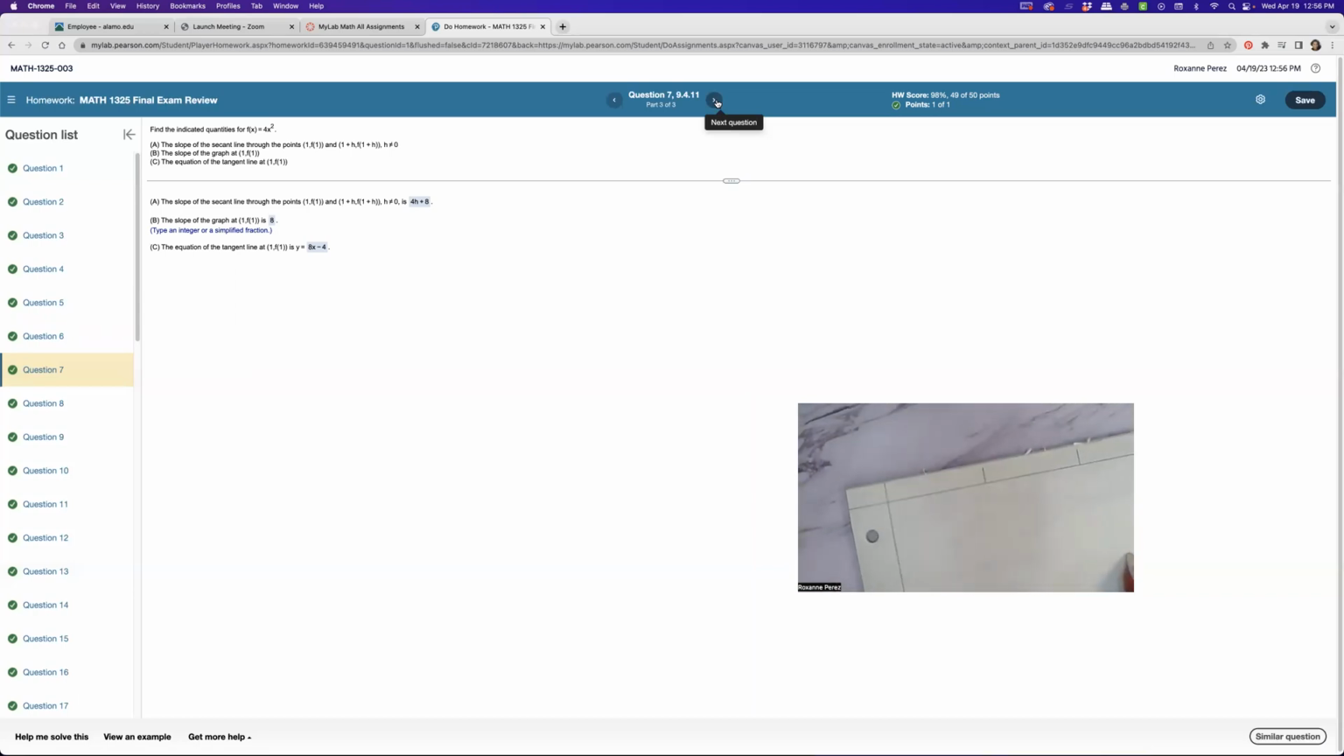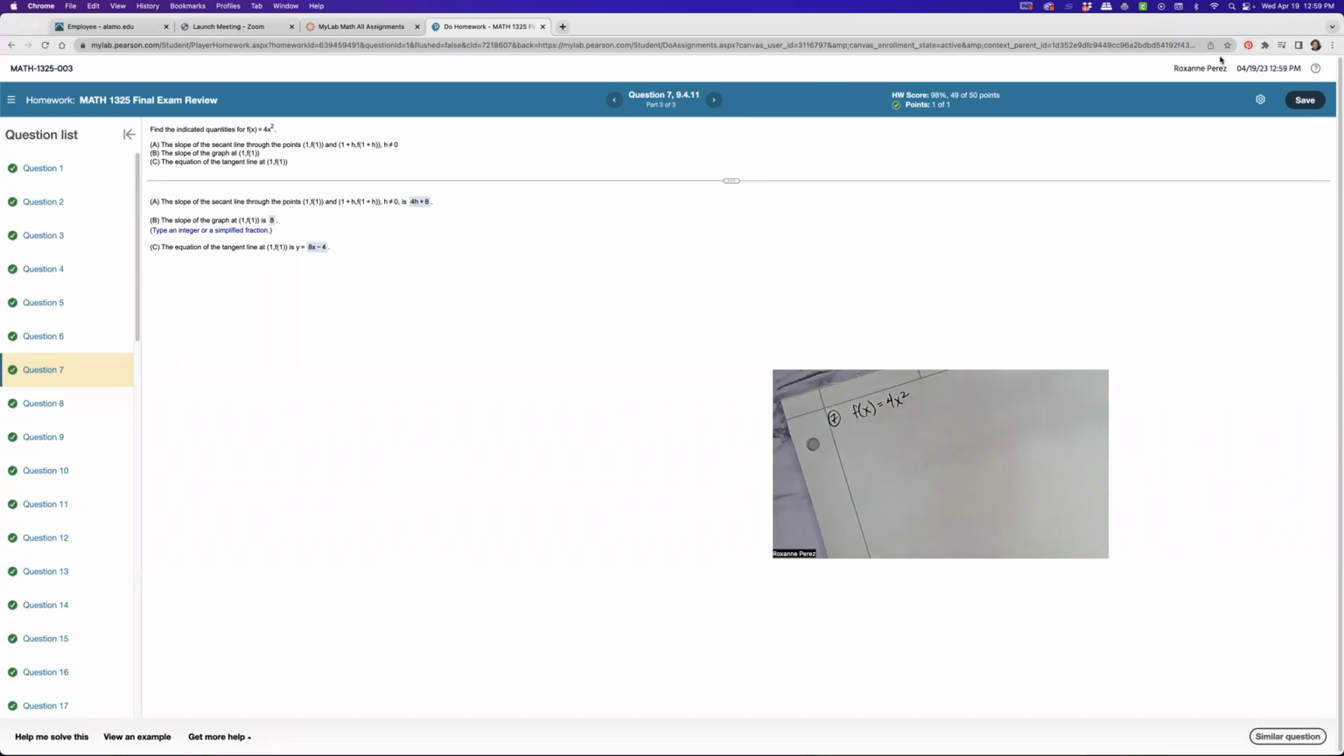So let's move on to number 7. We have find the indicated quantities for f of x equals 4x squared. Okay, we want to find the slope of the secant line through the points 1, comma, f evaluated at 1, and 1 plus h, comma, f evaluated at 1 plus h. Okay, so let's set that up. So the first part is find the slope of the secant line through the points. So let's set up our work.